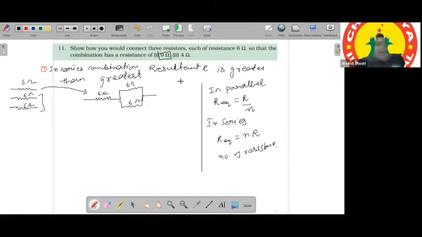Okay, so how will you get the resistance of 4 ohm? Since 4 ohm is less than 6 ohm, you cannot connect any of them in series, right? And you have only 3 resistances.